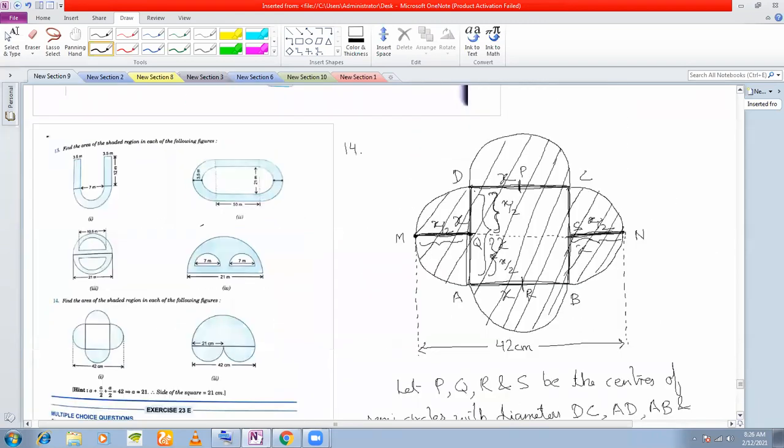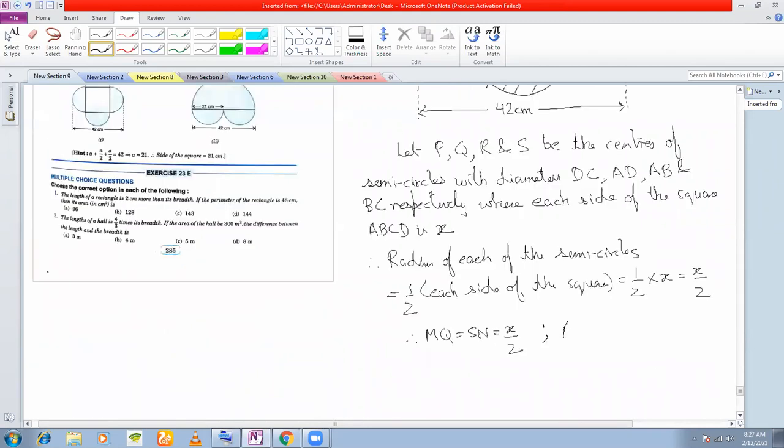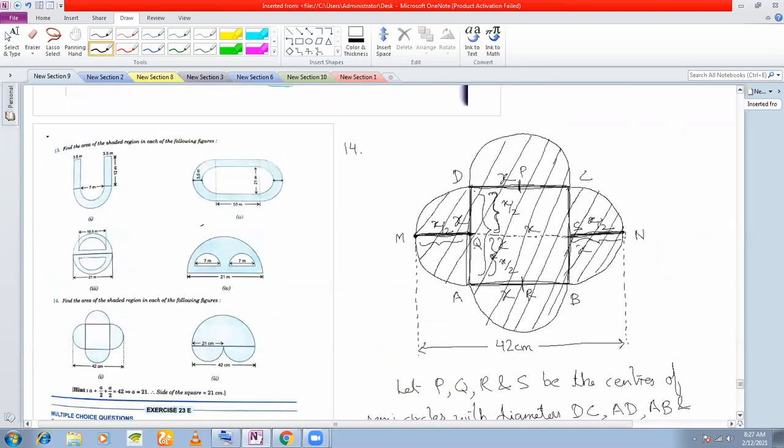Okay. Now you see that this dotted line here that I have drawn, this length must be x, because this is equal to the length of the square. So we'll write therefore also QS must be equal to x. Now what do you see? You see that this length here plus this length here plus this length here must be equal to the given length here, 42. So that is what we write.